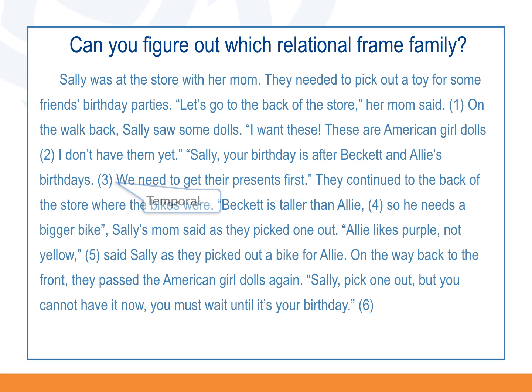They continued to the back of the store where the bikes were. "Beckett is taller than Allie, so he needs a bigger bike." The Beckett is taller than Allie is definitely a comparison between the two kids. And then the he needs a bigger bike could potentially be a little bit more on that coordination of if he's taller, he needs bigger.